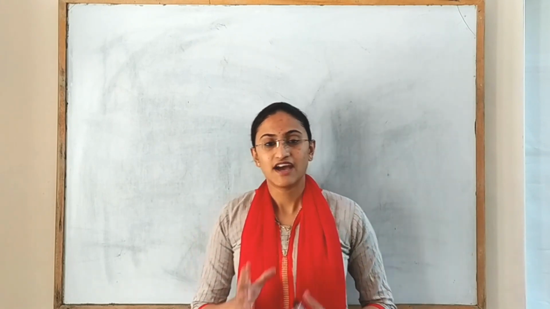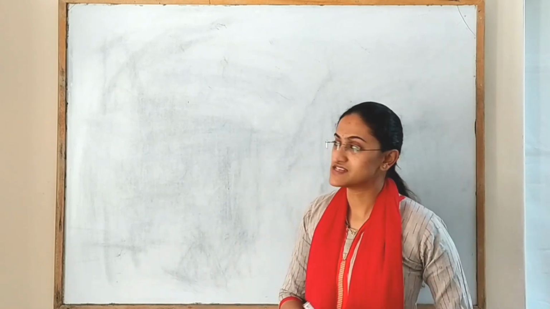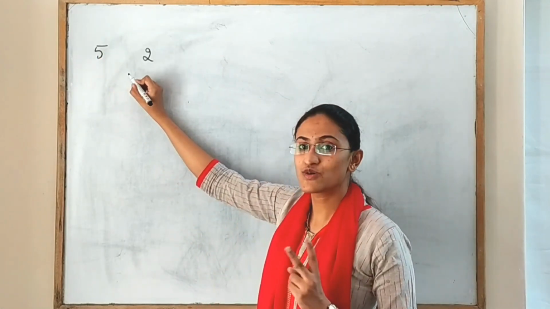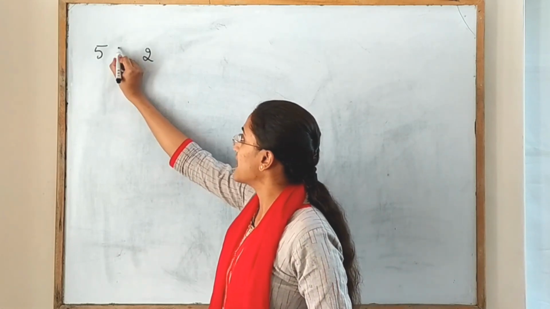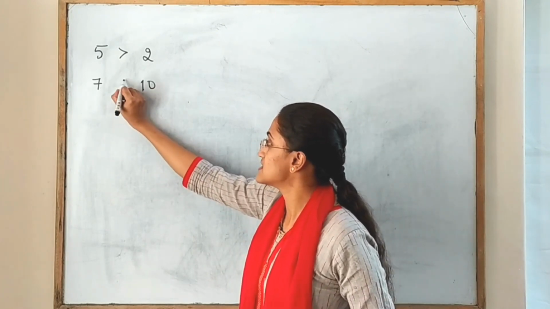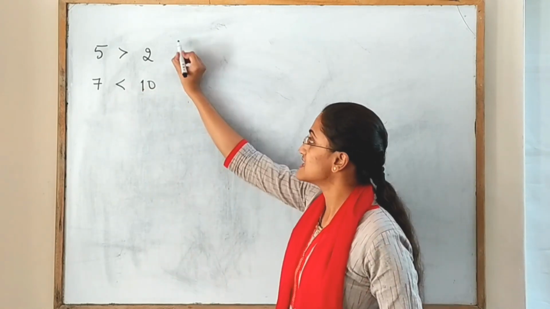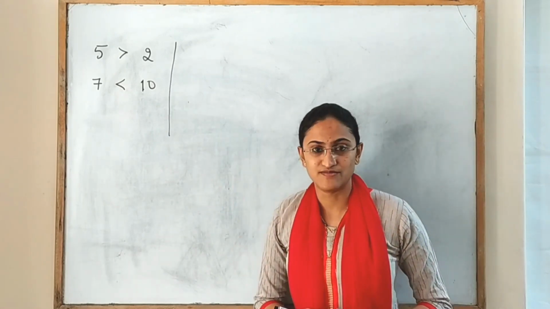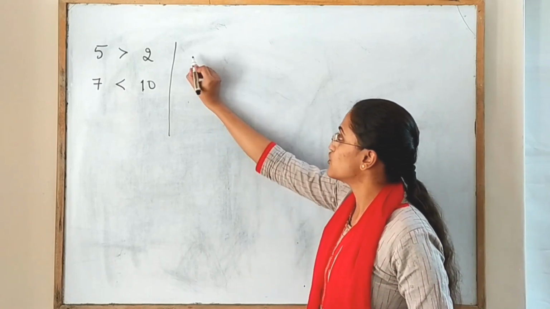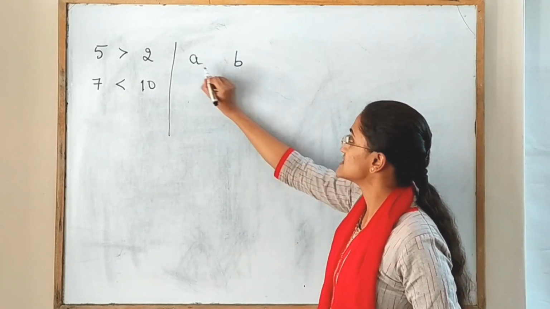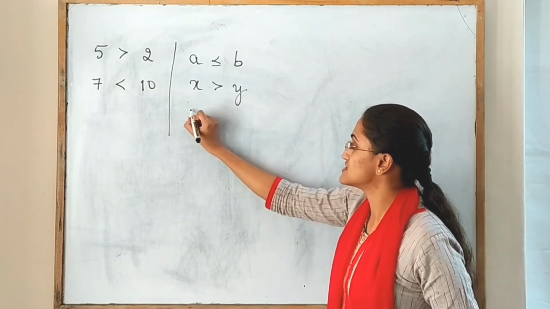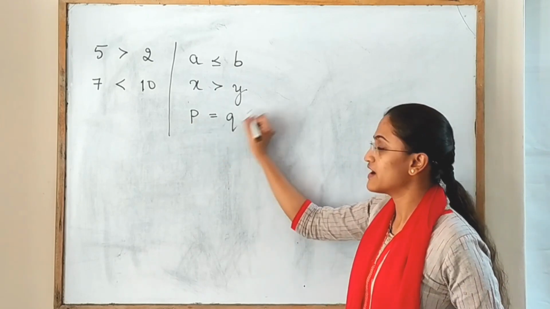Look at these examples. When you are concentrating on arithmetic, take any two numbers. For example, if I am taking 5 and 2, you can relate these two numbers as 5 is greater than 2. Again, if I am taking 7 and 10, you can say 7 is less than 10. These are some of the relations that you come across in arithmetic. Now, if you concentrate on algebraic terms, taking any two variables, you can relate the variables as A is less than or equal to B, X is greater than Y, or sometimes P is equal to Q, and so on.